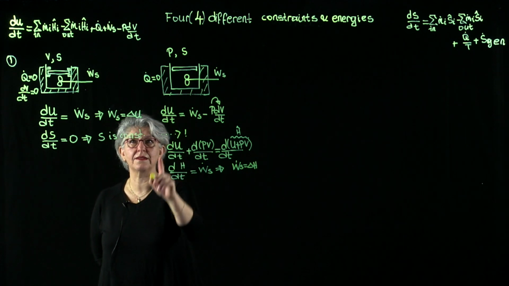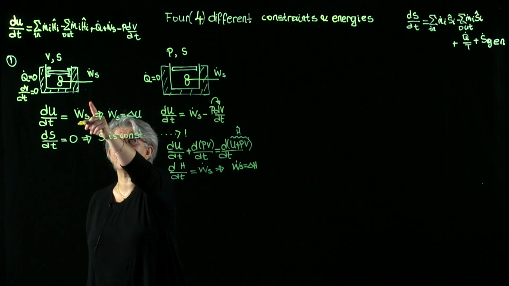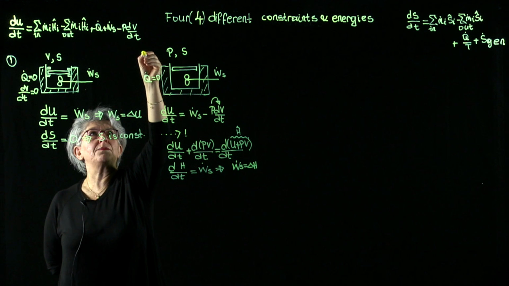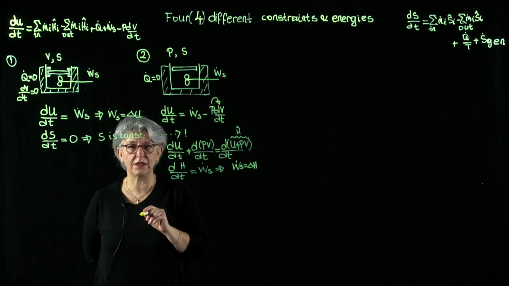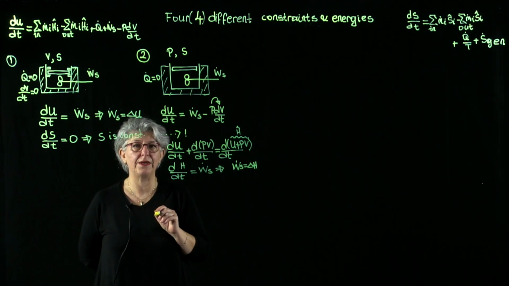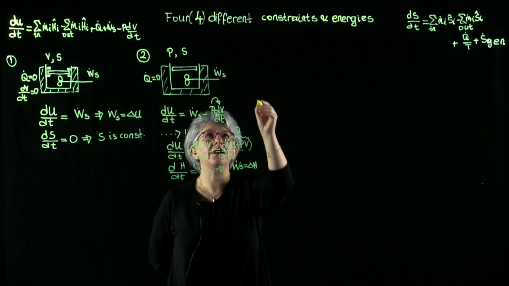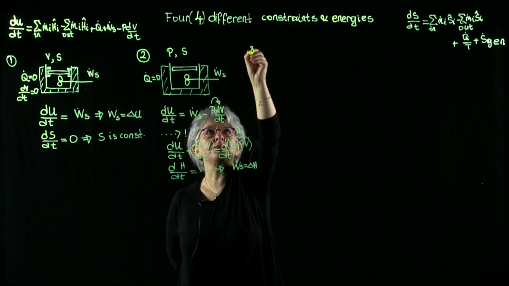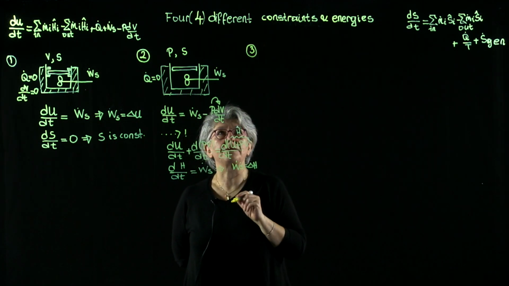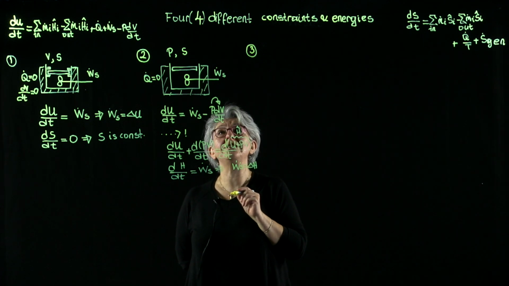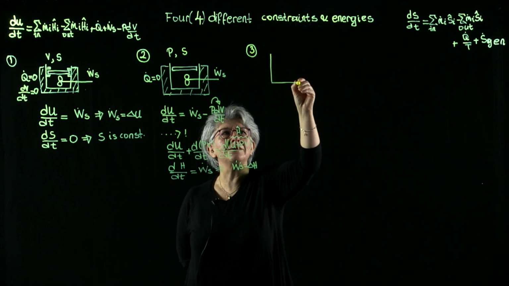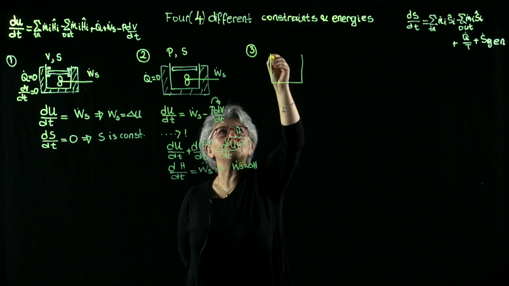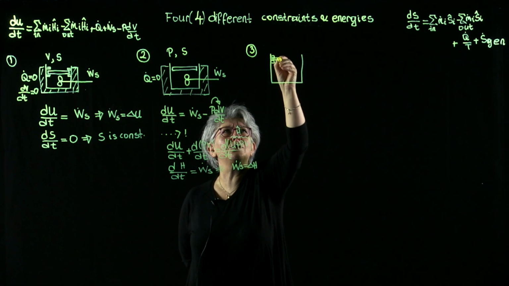So this is the second constraint. The first constraint was to keep the process at constant volume and entropy. The second constraint was to keep the system at constant pressure and entropy. Now we are going to come to the third constraint. The third constraint is to allow the system to exchange heat, but don't allow the piston to move.